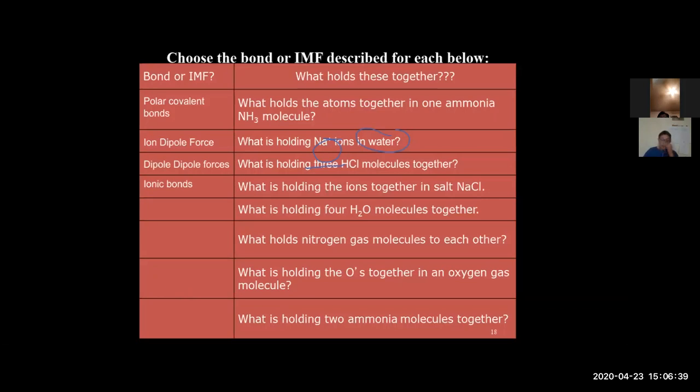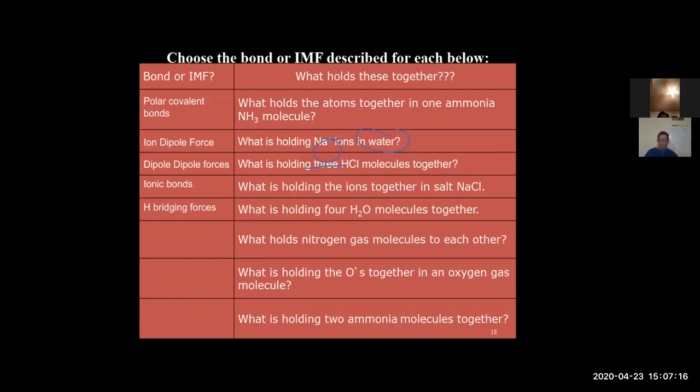Then what is holding 4 H2O molecules together? Now we're dealing with more than one molecule, so that tells us that we're dealing with IMF interactions, okay? Obviously, water is polar, so London forces are not there. We're not dealing with ions, so that force is not there. So we're left with dipole, or hydrogen bridging. The fact that we got hydrogen bonded to oxygen tells us we're dealing with hydrogen bridging, okay? Water always has hydrogen bridging or hydrogen bonding.